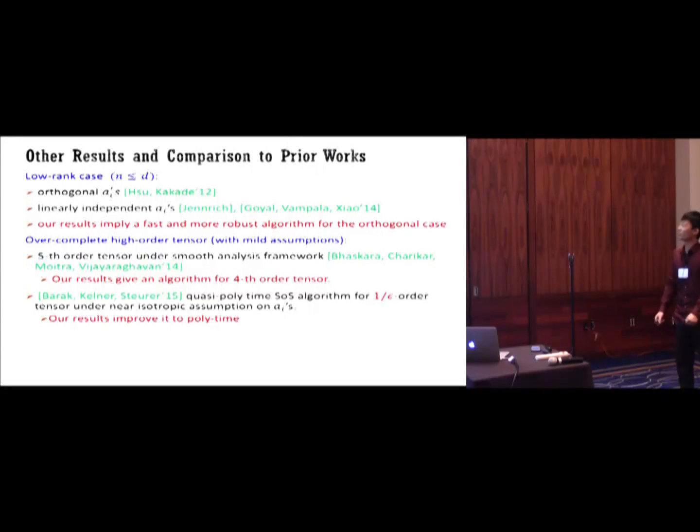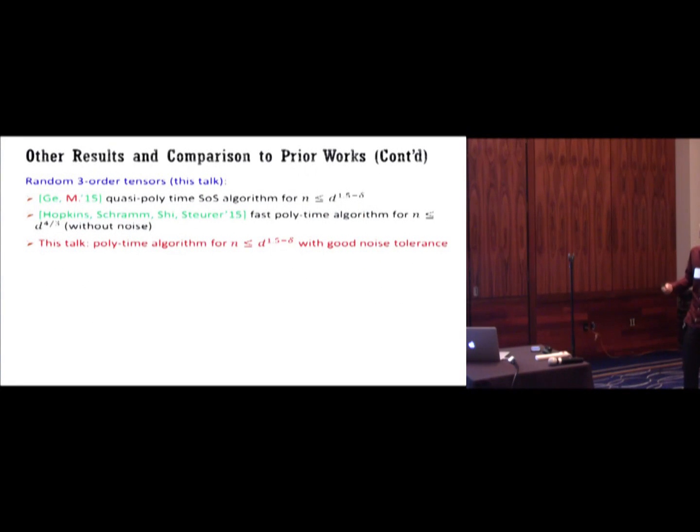Barak et al. had a quasi-polynomial time algorithm for 1 over epsilon order tensors under nearly isotropic assumptions on the a_i's, and we improve it to polynomial time. Finally, regarding the random 3rd-order tensor that I have defined for you, Rong Ge and myself had a quasi-polynomial time algorithm for n at most d to the 3/2. Hopkins et al. had a fast polynomial time algorithm for n at most d to the 4/3. And in this talk, we are going to have a polynomial time algorithm for n at most d to the 3/2. And because we are using sum of squares algorithms, it automatically handles a pretty large amount of noise.